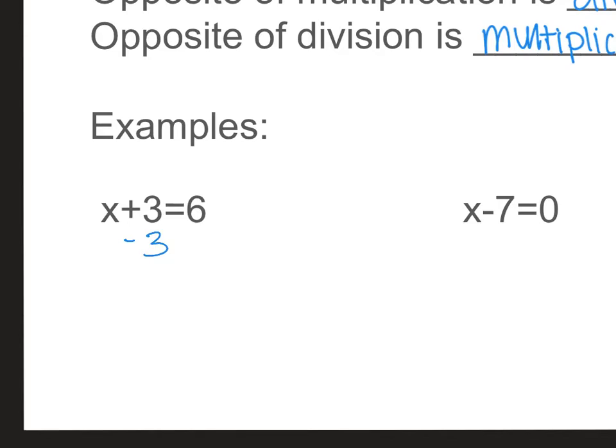Now, this is important. Equations are like scales. Whatever you do to one side of the equal sign, you have to do to the other to make it true. So if we subtract 3 from the left, we also have to subtract 3 from the right. You always have to do the same thing to both sides. That is very important.